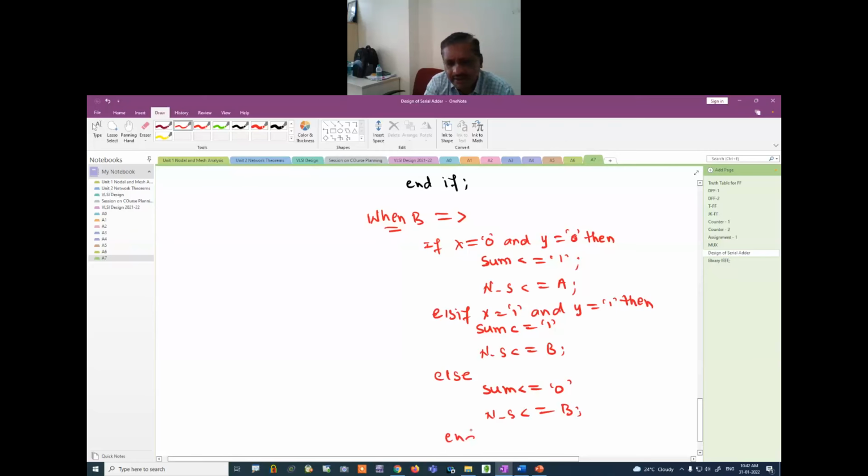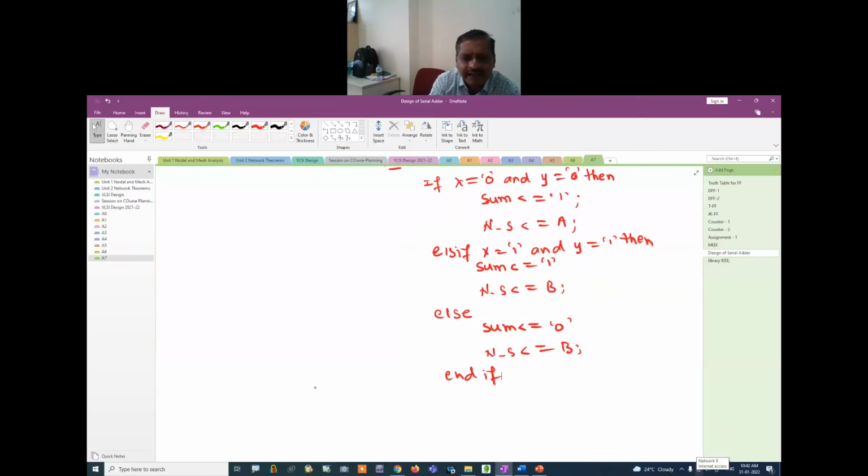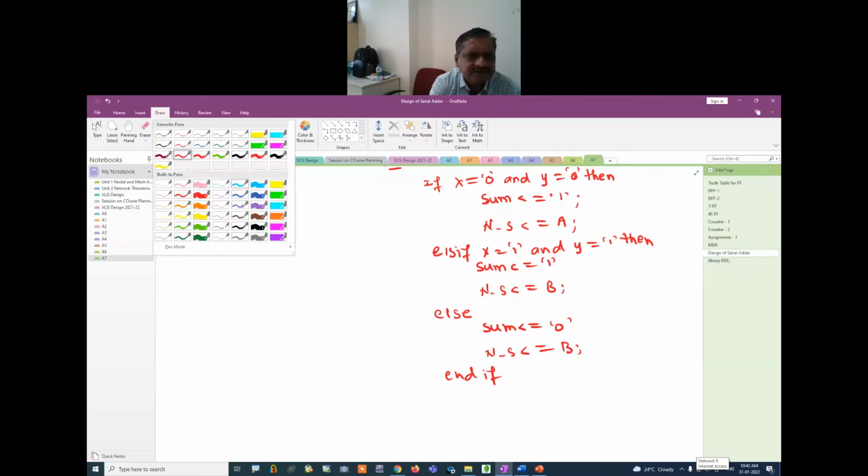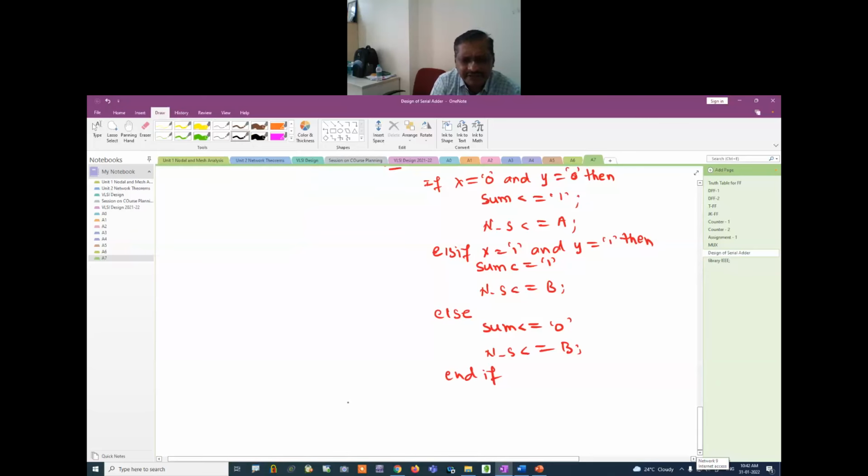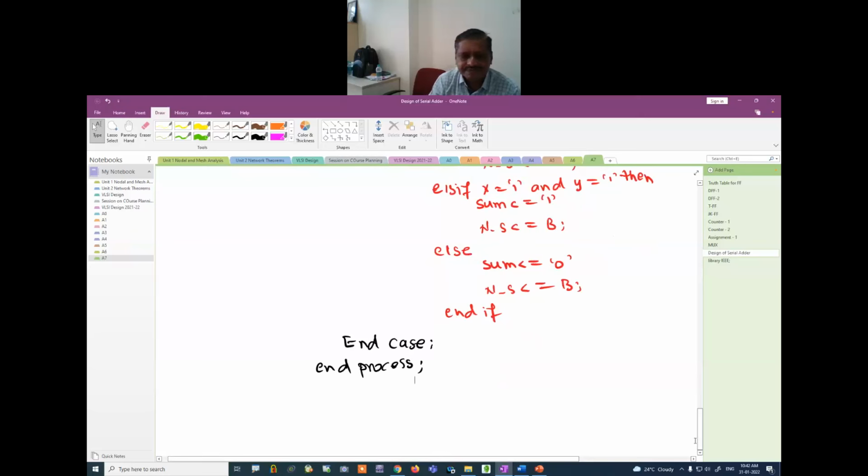It will be end if. This is end of the if statement. And then we will have here end of the case statement. It is end case. And finally, it will be end process. And lastly, we will have end of the architecture. It will be end BEH. That is behavioral. This is the VHDL code.